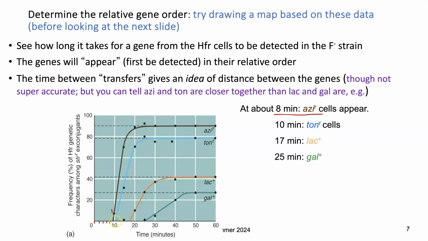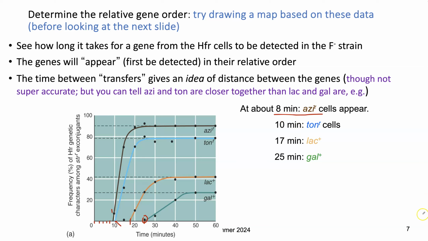And then at about 10 minutes here, you got the T1 resistant cells. And then not until about 17 minutes had passed did you start to detect some Lac plus cells. And then not until 25 minutes were you able to start recognizing some Gal plus cells.